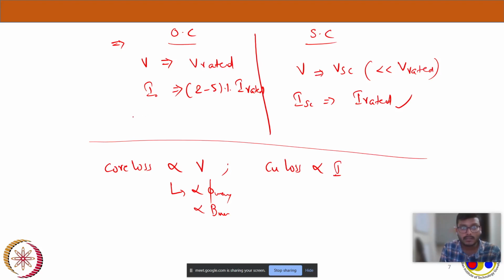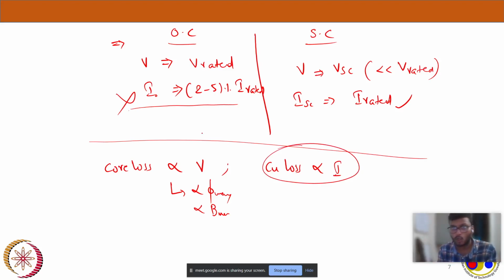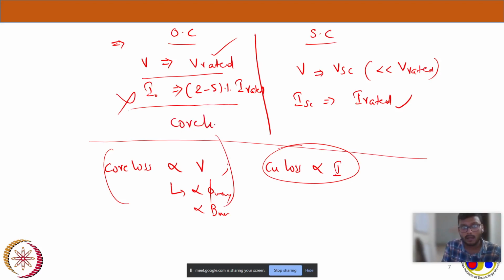So if you see this open circuit test, I naught is very less, so practically negligible copper losses. I am having rated voltage. My voltage is very high, so I will get proportional core losses. That's why my open circuit test gives me core losses.